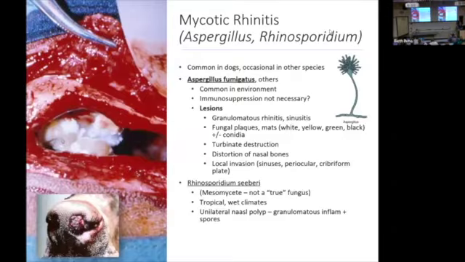Can you describe the difference again? Why does the bottom picture look firmer than the fluffiness? So this is Rhinosporidium. This is that unilateral granulomatous nasal polyp. So this is an actual polyp. This is just a mat of fungus. Okay. So this is an Aspergillus thing. This is a Rhinosporidium thing.